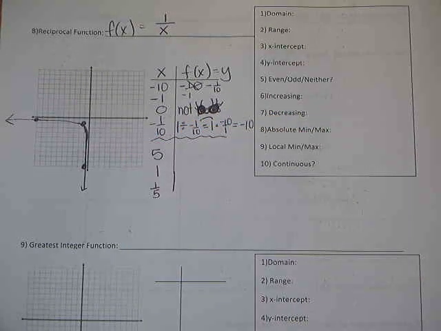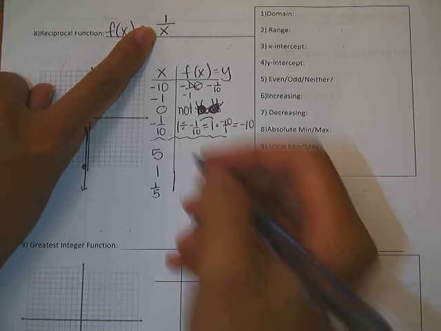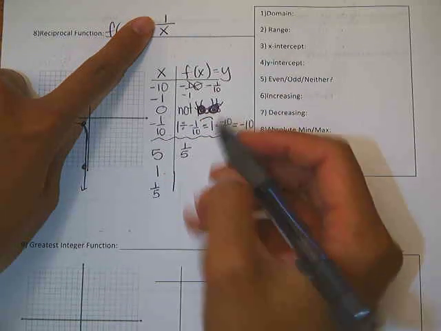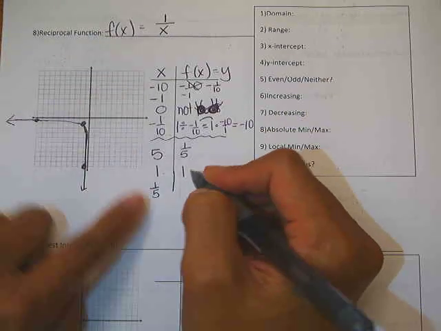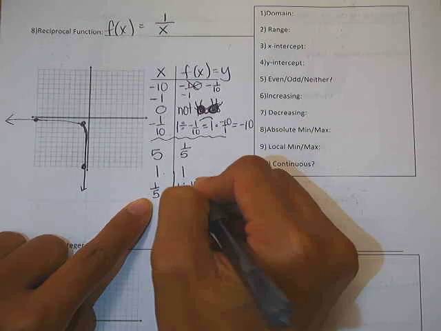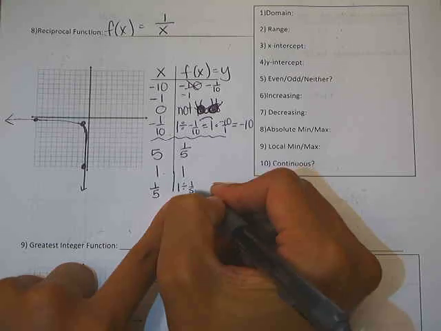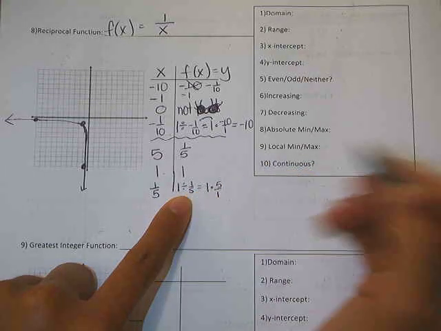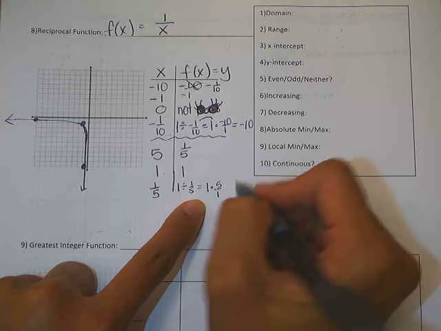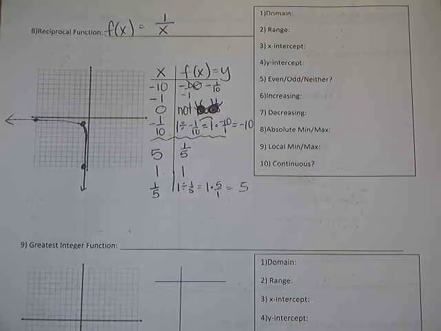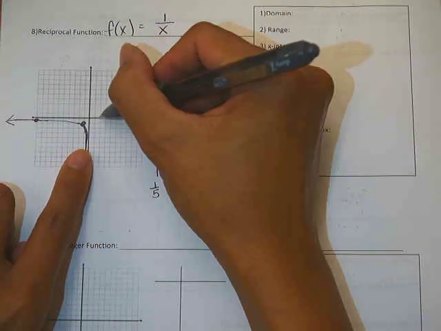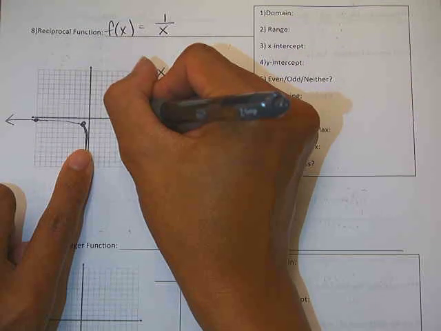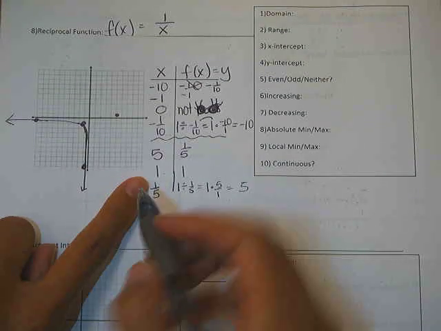Okay. So 1 divided by 5 is 1/5. 1 divided by 1 is 1. 1 divided by 1/5. Okay? When you're dividing fractions, you flip it. So change it to multiplication and you flip. So 1 times 5 over 1 is just going to be 5. So input 5, output 1/5, which is positive. 1 comma 1.